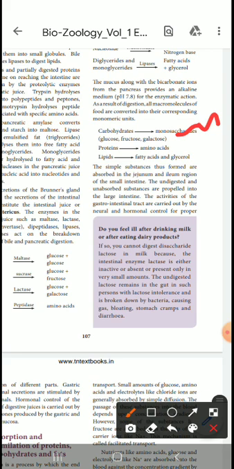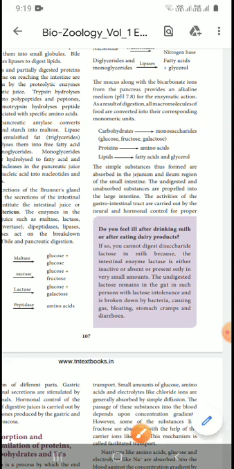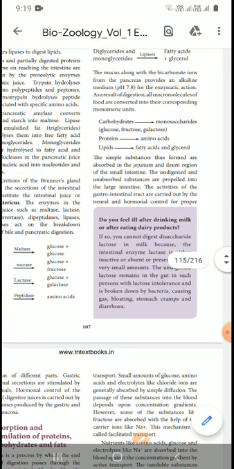The simple substances thus formed are absorbed in the jejunum and ileum. Okay, these two are present in the small intestine. The undigested and unabsorbed substances are propelled into the large intestine.